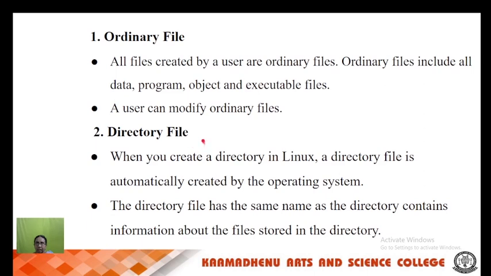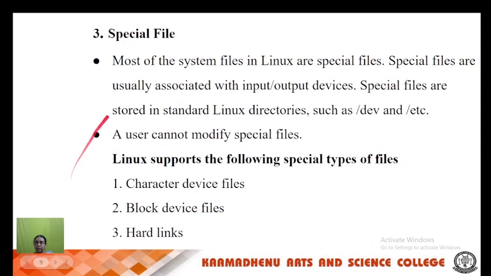Next we have directory files. When you create a directory in Linux, a directory file is automatically created by the operating system. A directory file has the same name as the directory and contains information about the files stored in the directory. Third one is special files. Most of the system files in Linux are special files. The special files are usually associated with input or output devices. The special files are stored in standard Linux directories such as /dev or /etc. The user cannot modify the special files.